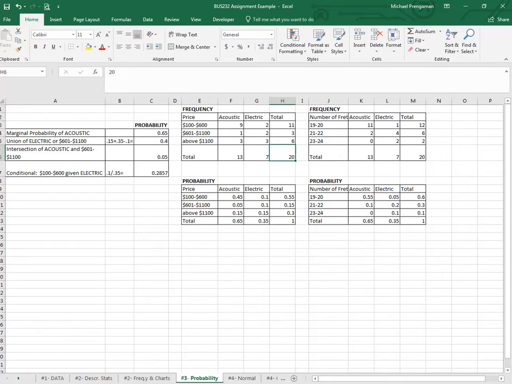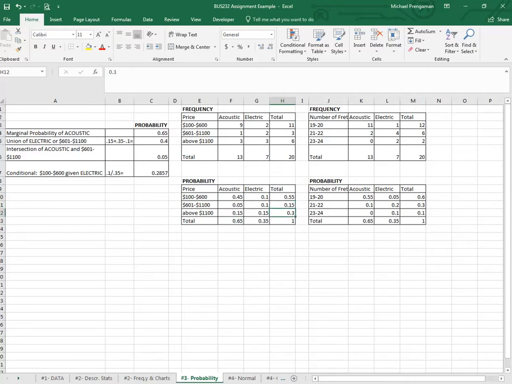From this frequency table, I've developed a probability table. And in the probability table, in this first cell for a total of acoustic guitars, there are 13 out of 20. Well, 13 divided by 20 is 0.65. 7 out of 20 is 0.35. You will note in the probability table that the sum of all the probabilities is 1. The total probabilities in a column or the total probabilities in a row are called marginal probabilities.